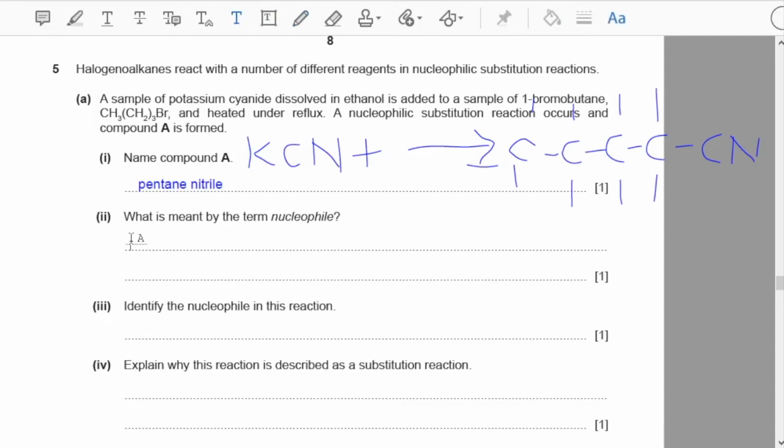Part 2, what is meant by the term nucleophile? It is a species which donates a pair of electrons. Part 3, identify the nucleophile in this reaction. It's the cyanide ion.